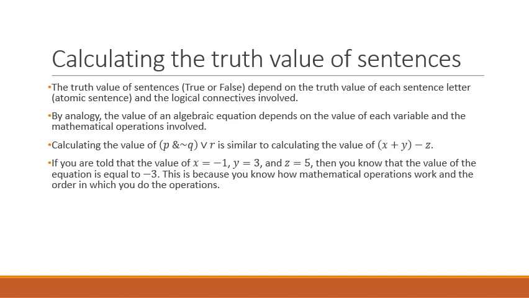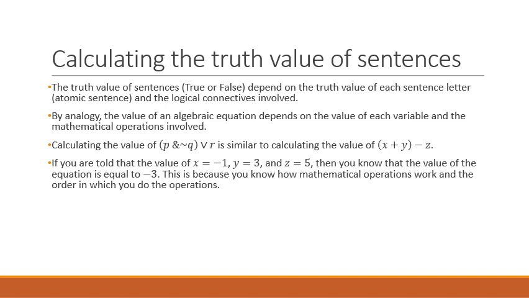So if I tell you that in this case of x plus y minus z, x is -1 and y is 3 and z is 5, then most of you would know how to figure that out. You work within the parentheses first and do the addition, right? So -1 plus 3 is 2, and then you subtract 5 from it, so 2 minus 5 is -3. So you know that the value of the whole thing is -3.